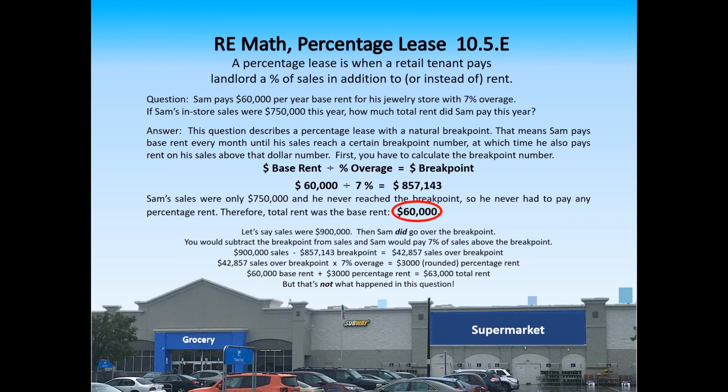$900,000 in sales minus $857,143, which is the breakpoint, equals $42,857 in sales over the breakpoint. The $42,857 sales over breakpoint times 7% overage equals $3,000 percentage rent. And as you can see, I rounded that off. I rounded off the $3,000. $60,000 base rent plus $3,000 percentage rent equals $63,000 total rent.